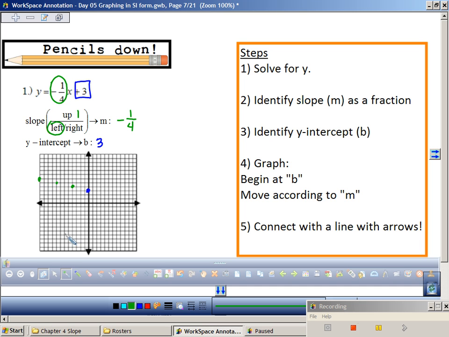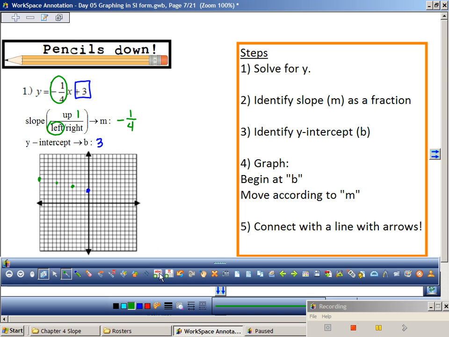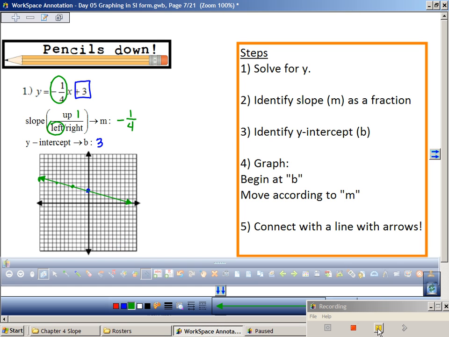Why do I keep going like that? Just trying to make a more accurate line. Right? If I only have this, my line might not be as straight. So the more points you have, the more accurate your line is going to be. Okay, questions on that? All right, let's get you guys to copy this down.